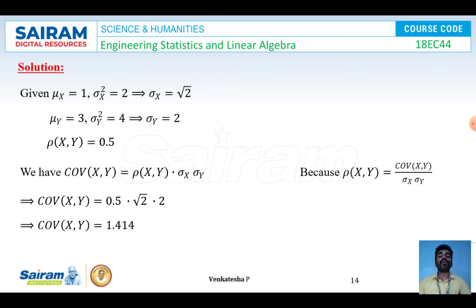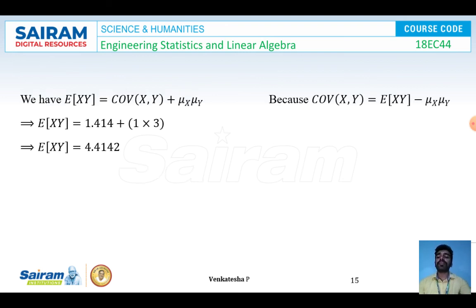Now I am going to find the expectation of XY. It is given by expectation of XY is equal to covariance of XY plus mu X mu Y. To get this formula, I am using covariance of XY is equal to expectation of XY minus mu X mu Y. So hence I got this formula for expectation. So I got expectation of XY is equal to 1.414 plus 1 into 3, which is 4.414.